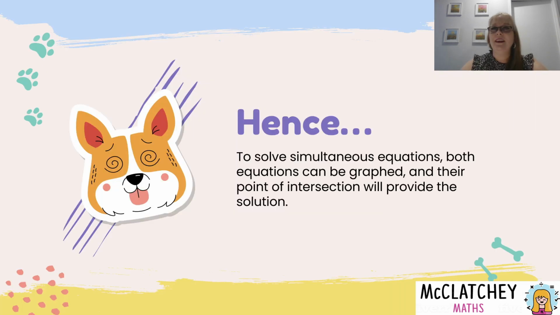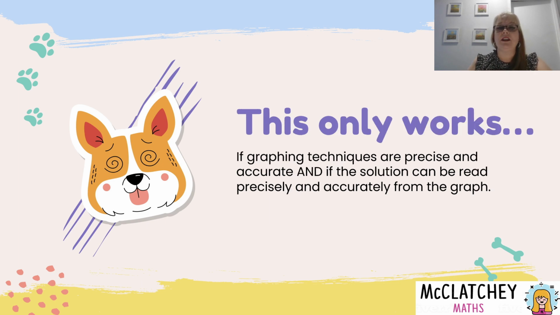Okay, so to recap, in order to solve simultaneous equations, both equations can be graphed, and that point of intersection is going to be the solution. Now, you can use algebraic techniques without graphing. We're going to do that in our upcoming 2 videos. But for today, we're using graphical techniques in order to find that point of intersection. Now, this is only going to work if you can graph accurately and precisely.